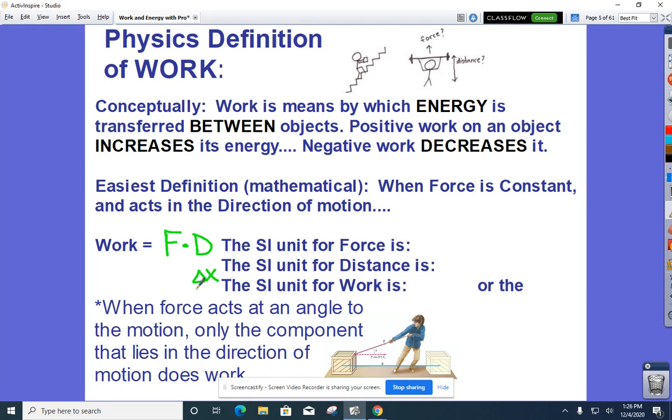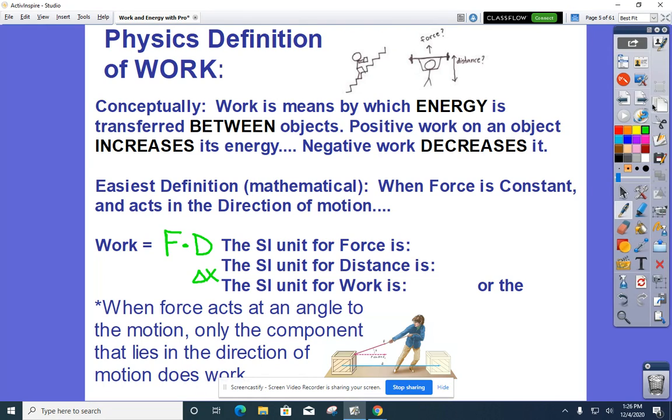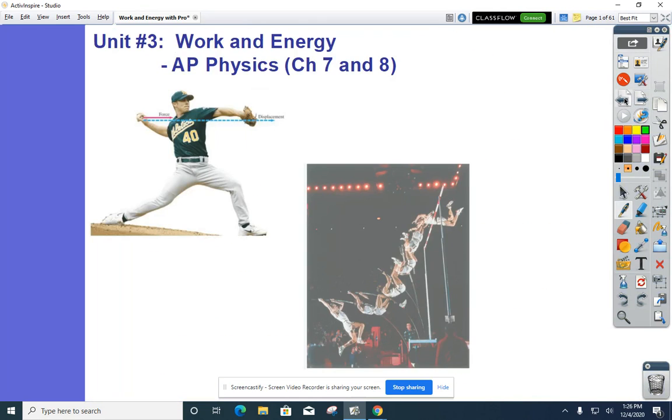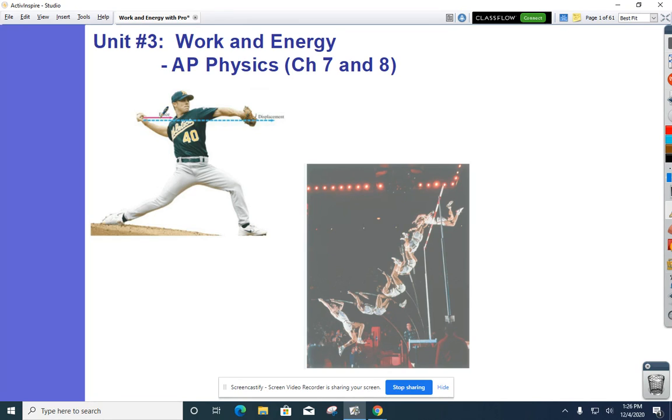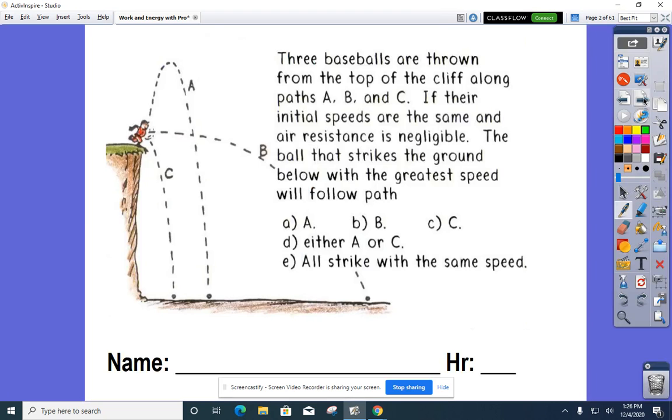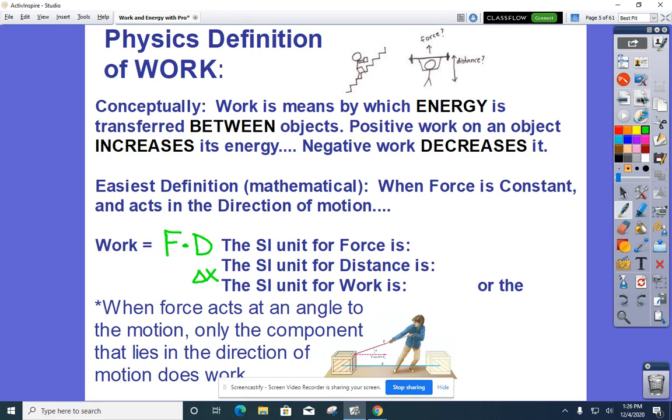Notice what we're doing is we're combining those things. Like when I go back to the idea of the picture here on the front page, that force multiplied by that displacement could be thought of as the work that that picture does, the transfer of energy that that picture does on that ball by exerting that force through that displacement. So it's simply a product of those things. Now that's, of course, the simplest definition. That's when the force is constant and acts in the direction of motion.